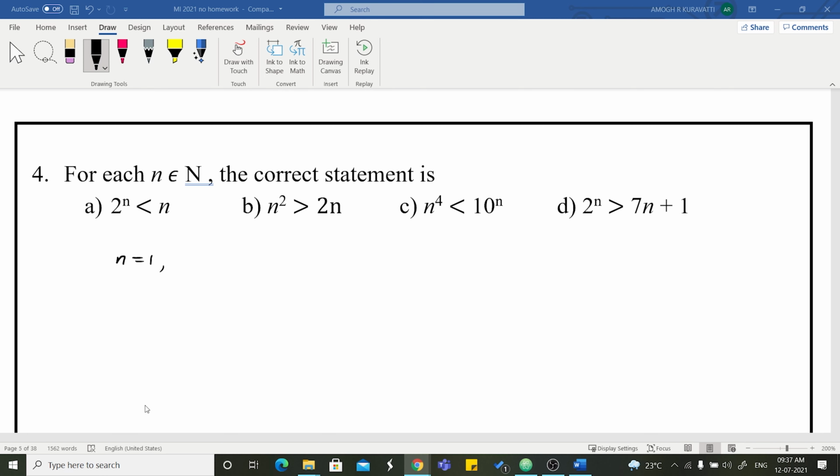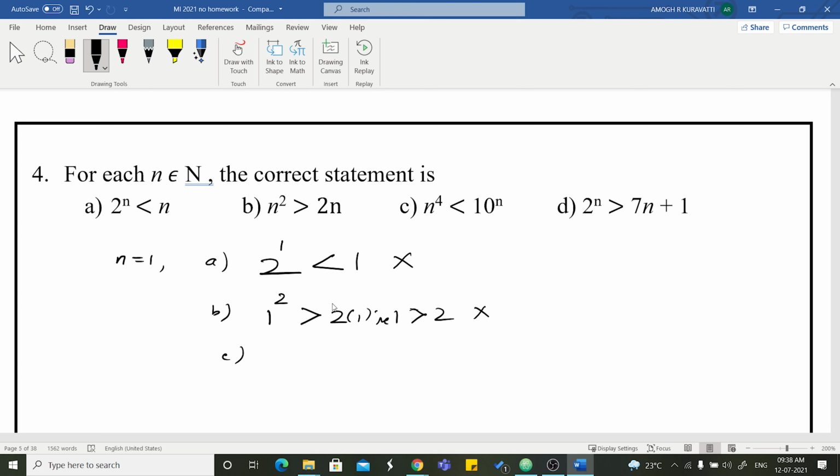So see which option is satisfied. Option A, 2 power n, taking n value 1, less than n value 1. Is 2 less than 1? No. Option A wrong. Right? If you take option B, check. Taking n value 1, 1 square more than 2 into n value 1. That is 1 square is 1 more than 2. Is 1 more than 2? No. Option B wrong.